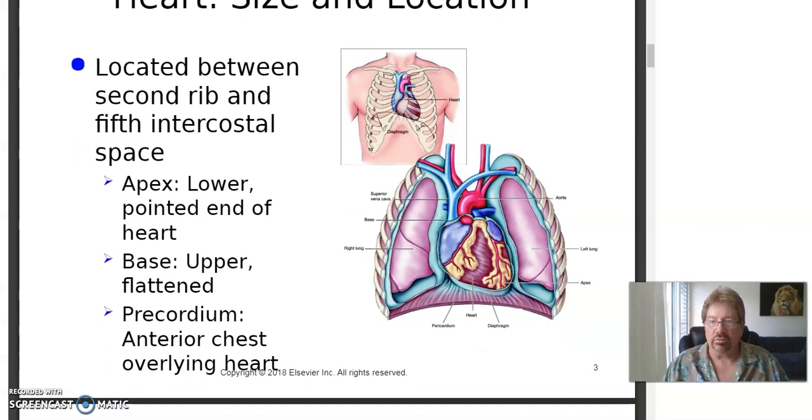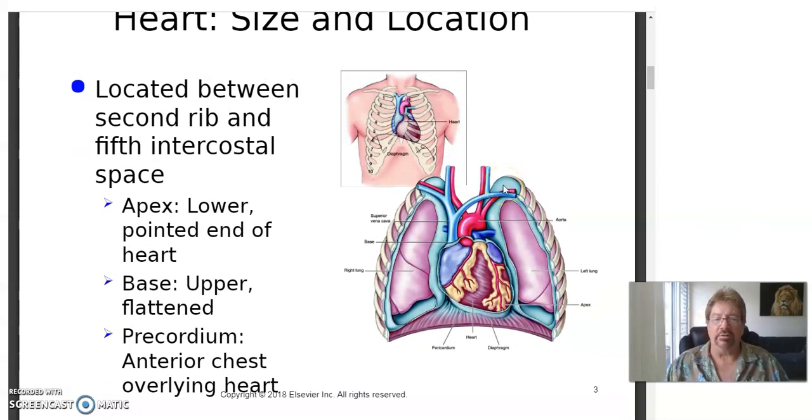Size and location of the human heart: located between the second rib and the fifth intercostal space, from here to here. The apex is down at the bottom. The base is up here, flattened at the top. Precordium anterior is the name for the anterior portion of the chest that overlays the heart. The heart's about the size of your fist.